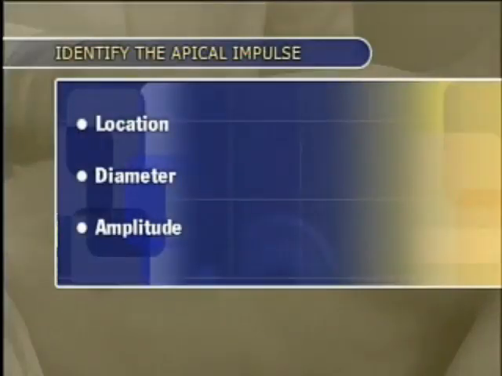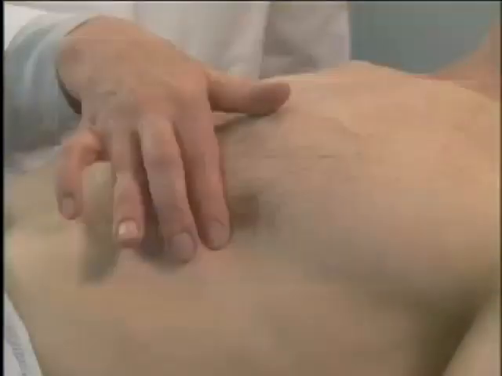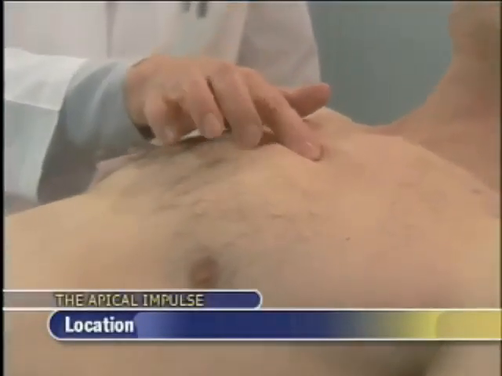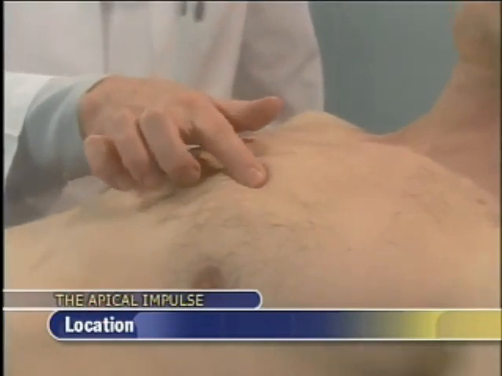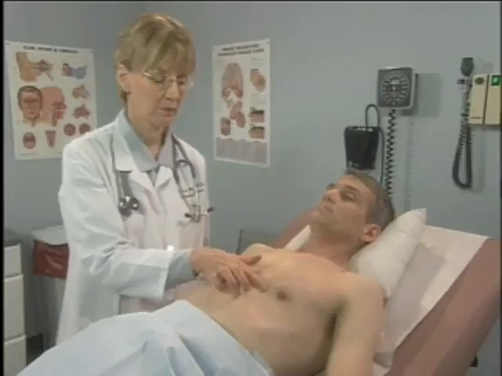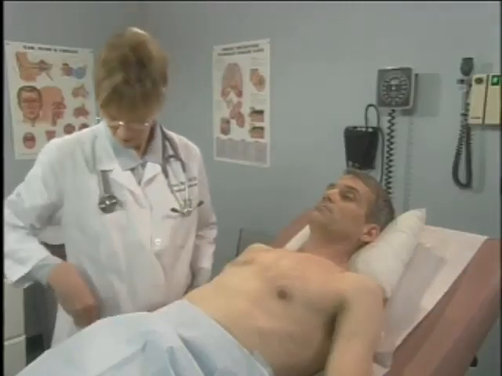You will note its location, diameter, and amplitude. Identify the location of the apical impulse by the interspaces in which you feel it, and by its distance in centimeters from the midsternal line.